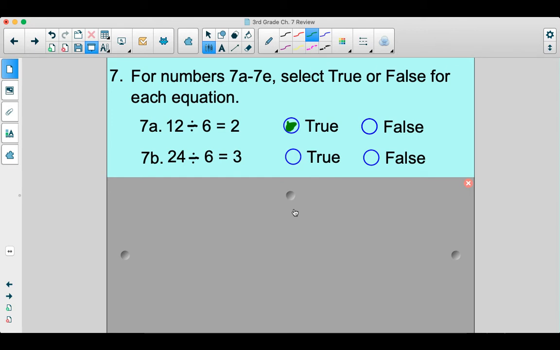All right, next one. 24 divided by 6 equals 3. Well, 24 divided by 6, I don't know. That doesn't seem like enough. So 24 divided by 6, I think, is actually 4. So I'm going to go ahead and say false.